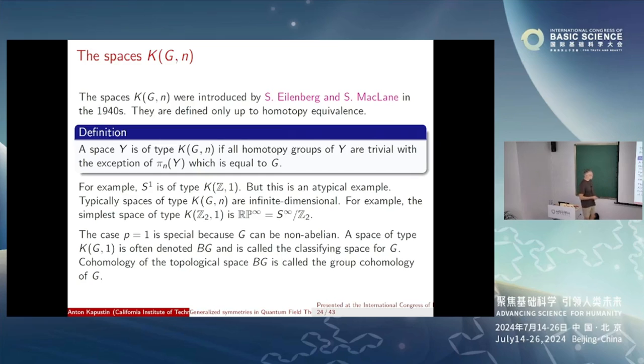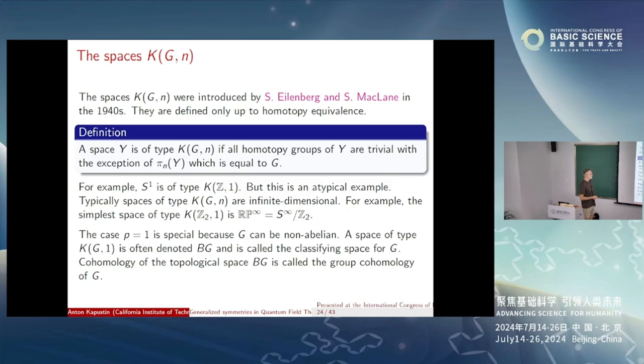These spaces were first introduced by the mathematicians Eilenberg and MacLane in the 1940s. They're not really spaces because they're not uniquely defined. They're just defined up to what's called homotopy equivalence. You say that a space Y is of type K(G, n) if all homotopy groups of Y are trivial, with the exception of the nth one. The nth one is equal to G. This doesn't determine the space Y uniquely, but determines it up to an equivalence relation called homotopy equivalence.